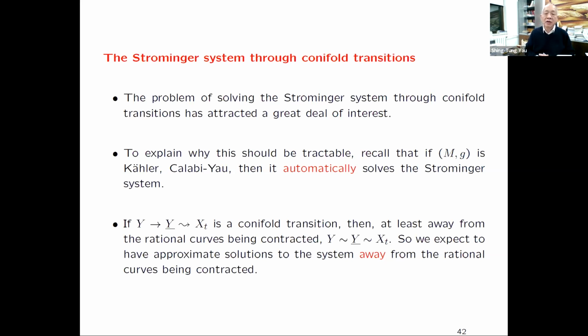So in the case of Calabi-Yau, we have the Calabi-Yau metric, the Ricci-flat metric, which is canonical. And I would like to use the Hull-Strominger system to make the conifold transition have geometry associated with it. So during the transition, we would like to see how we build up this Hull-Strominger system.